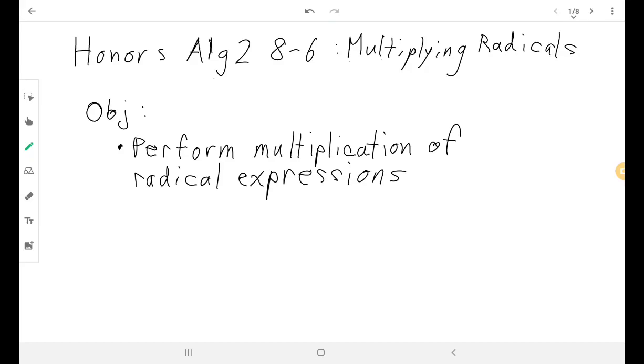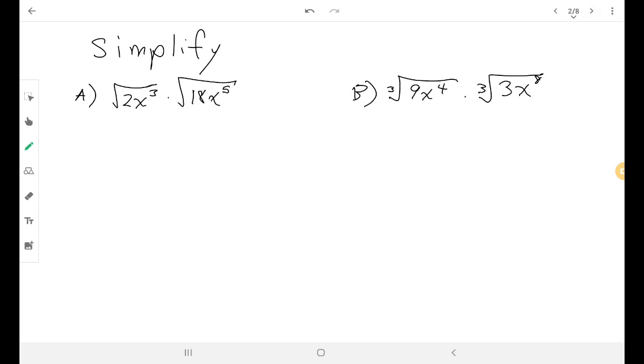Hello, Honors Algebra 2. We are going to talk about the Edgenuity section 8.6 called Multiplying Radicals. There is only one objective to this. It is to perform multiplication of radical expressions. So let's talk about that. Let's do some problems.